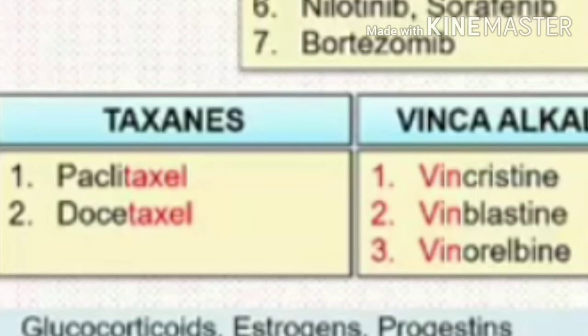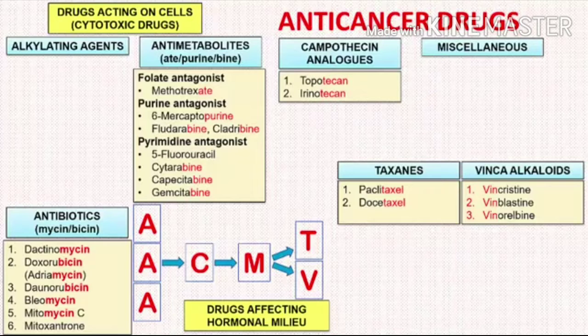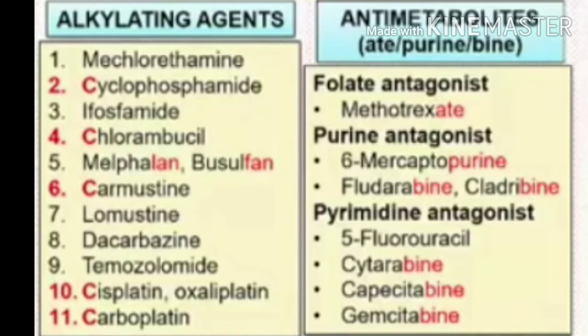In vinca alkaloids, we have vincristine, vinblastine, and vinorelbine. All the drugs start with the letters VIN, and the class of drugs also starts with VIN, vinca alkaloids. Easy to remember. Next, we will talk of the first and the largest group, that is alkylating agents.